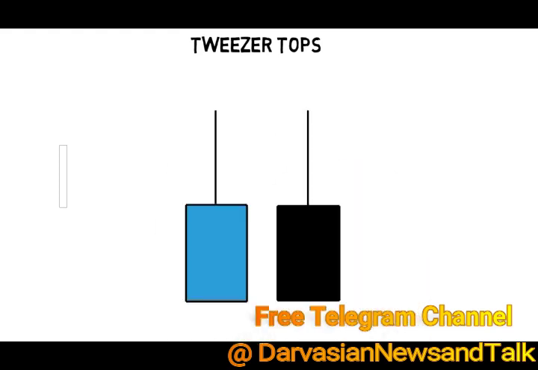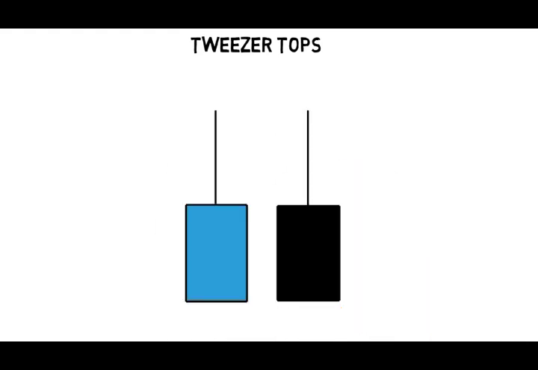Tweezer Tops is a 2-candlestick bearish reversal pattern. It consists of 2 candlesticks that have approximately the same highs. Technically, Tweezer Tops do not need to have long upper shadows, but the signal works a lot better if it has. Let's take a look at how Tweezer Tops form.